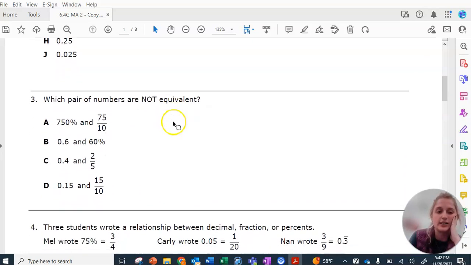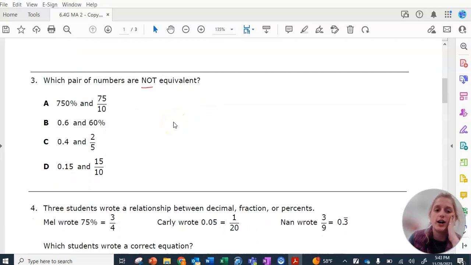Same deal down here. Which ones are not the same answer? So 750%, that's 750 out of 100. That does simplify to 75 out of 10. They're the same. And a lot of people were picking the ones that they're like, it's A because they're the same. No, you didn't read the directions. You've got to be very, very careful because I'm not looking for the ones that are the same. I'm looking for the one where you're like, well, those aren't equal. That's what I'm looking for.